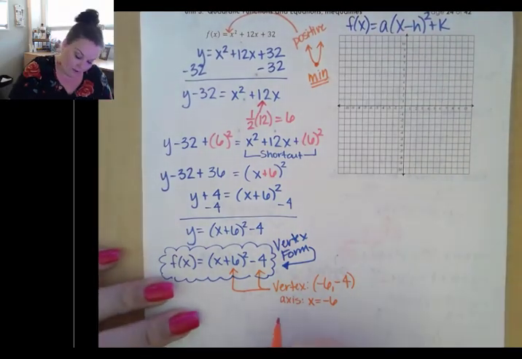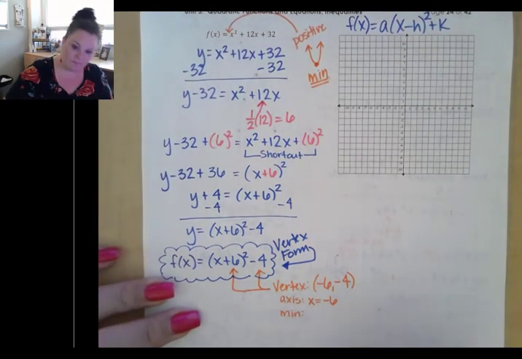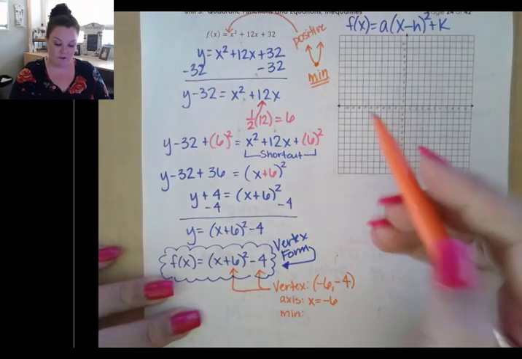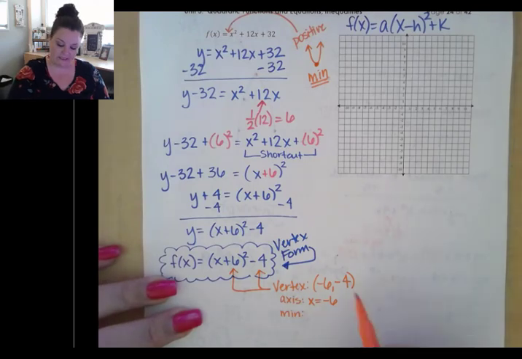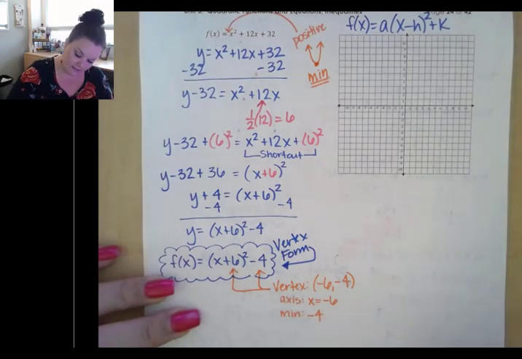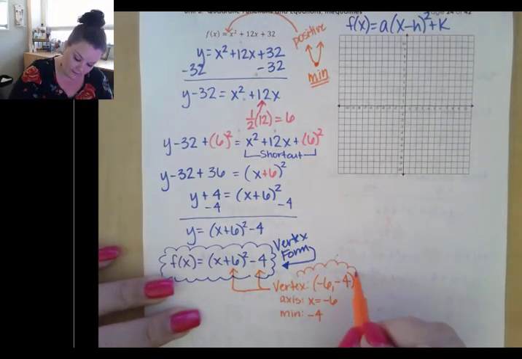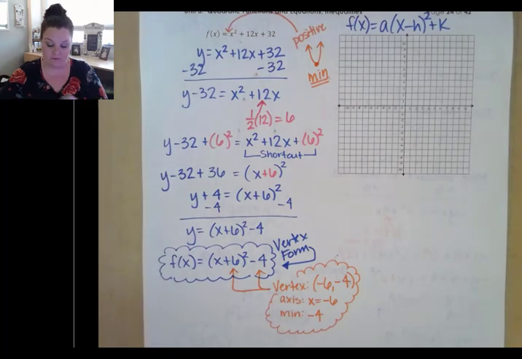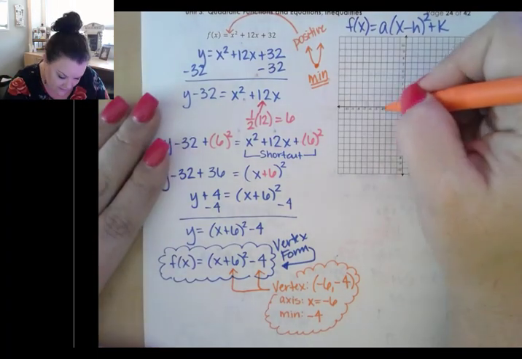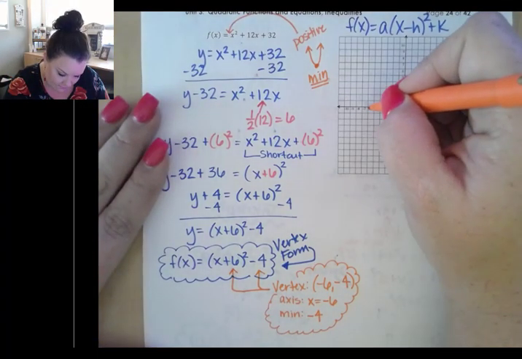Okay, so now I can identify that I have a minimum value, and that minimum value is going to be the y value of my vertex, or the k value of my vertex, which in this case is negative 4. Okay, so now I've identified all this stuff that I need to know, and I'm going to go ahead and plot my vertex. So at negative 6, I'm down at negative 4.